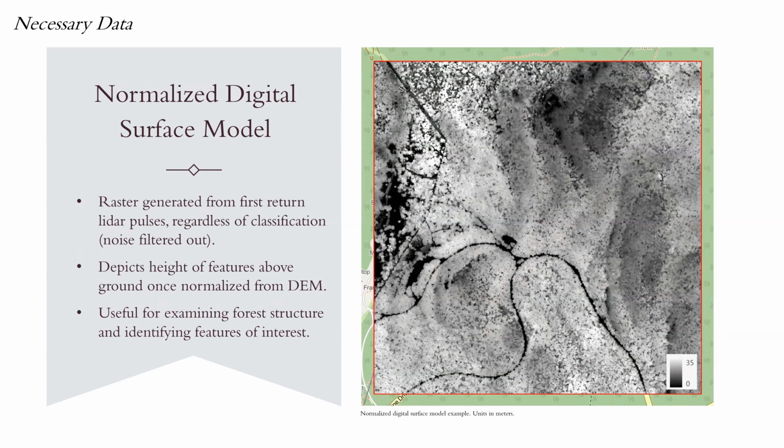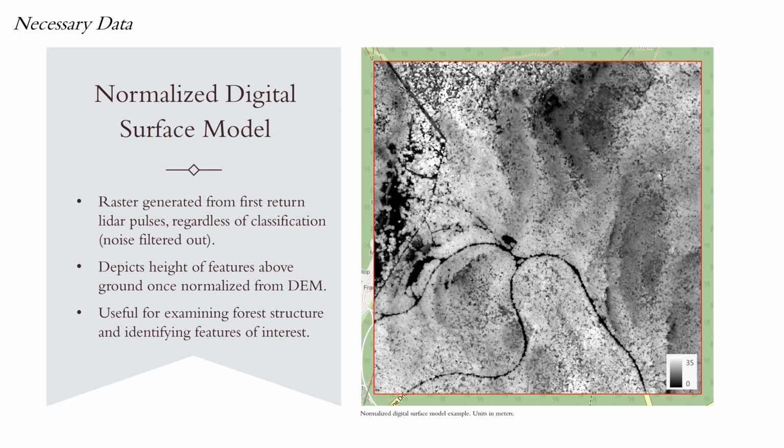So the next raster I plan to make is a normalized digital surface model, which is a surface made from the first return LiDAR pulses, regardless of their classification. It'll depict height of features above the ground once normalized with the digital elevation model. And it's useful for examining forest structure and identifying features of interest.